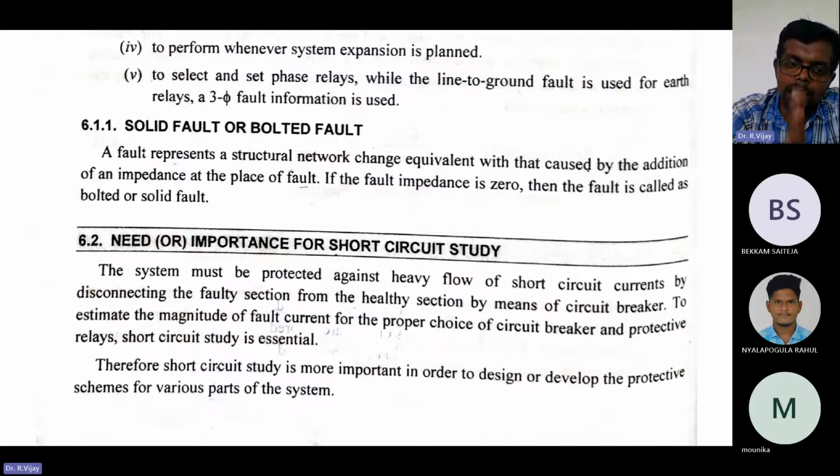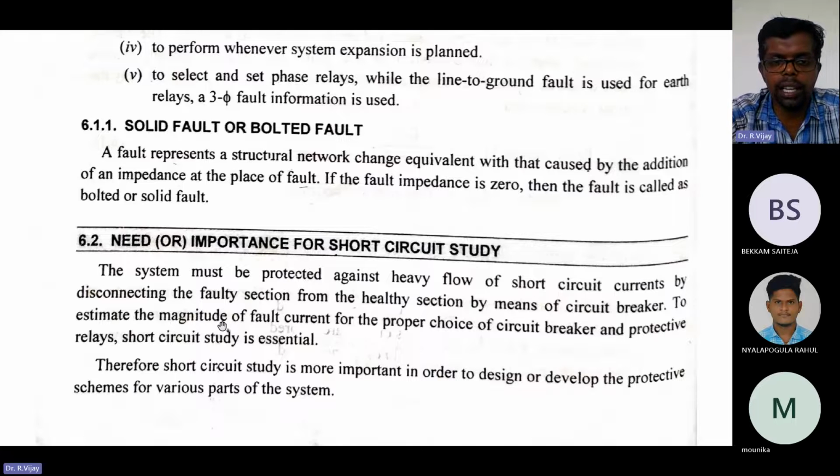We need to simulate the short circuit that is happening in that particular line, that is line to ground fault, double line to ground fault. Then what might be happening to that particular distribution transformer? From the distribution transformer, how will the feeder suffer? From the feeder, how will the whole substation suffer? Like that, we are analyzing everything prior.